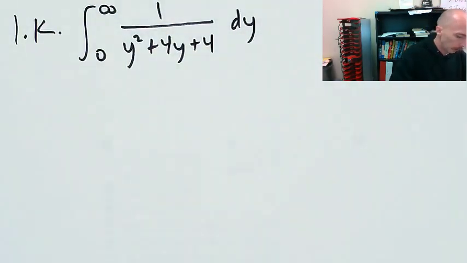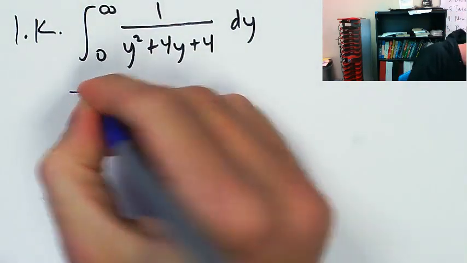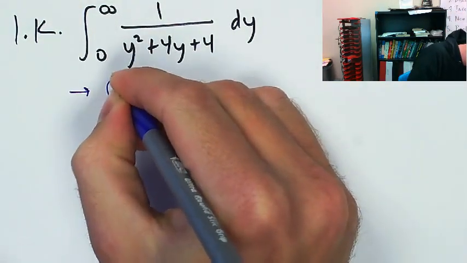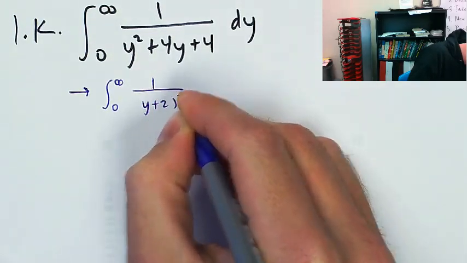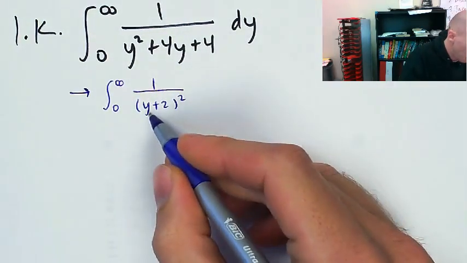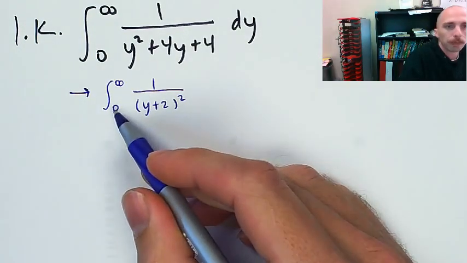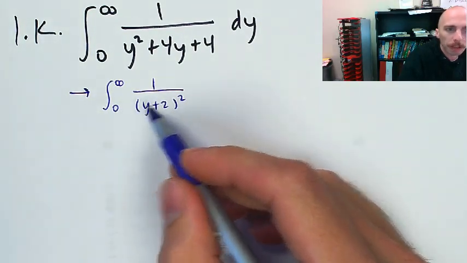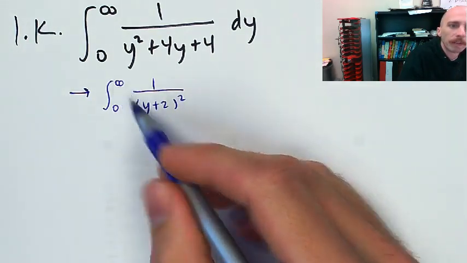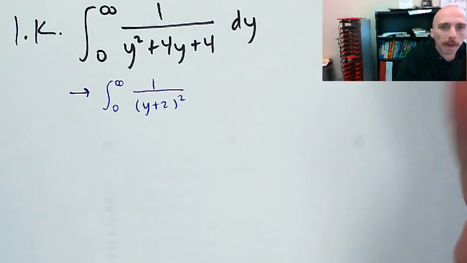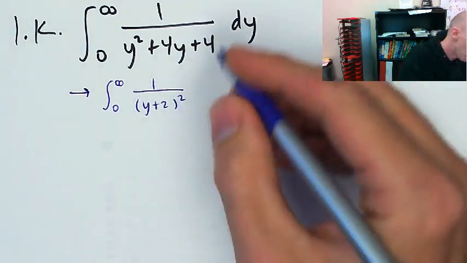So I'm going to say, this is the integral from 0 to infinity of 1 over y plus 2 squared. This could be troublesome if I was integrating from like negative 2 to 0 or something, because of the vertical asymptote. But I'm not going to have to worry about that, because 0 to infinity doesn't include negative 2. So I'm never going to be dividing by 0 in my region of integration.